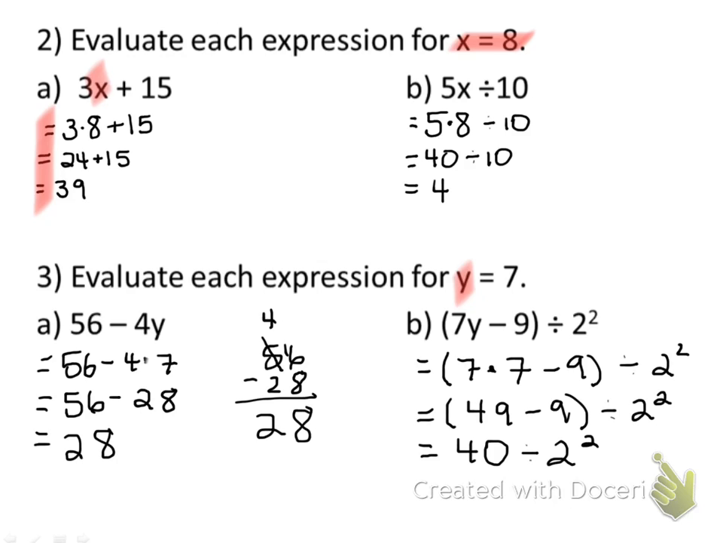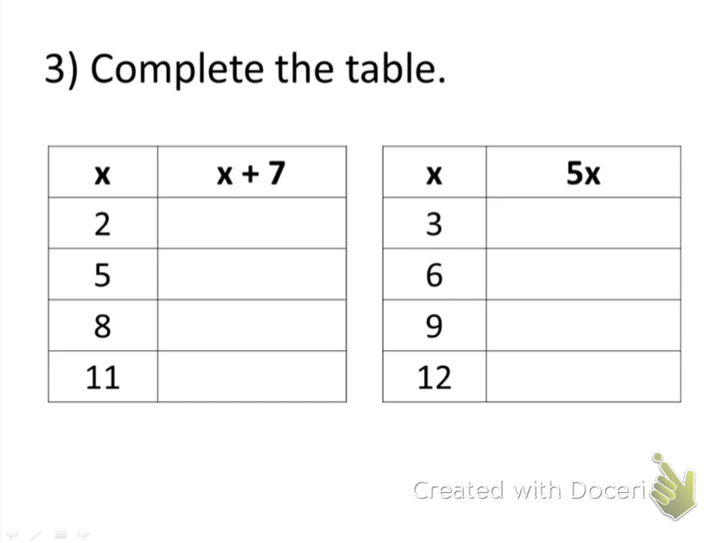The next letter in PEMDAS is E for exponents. So the next one we're going to do is our exponent. Now 2 to the power of 2 means 2 times 2, and I know that's 4. So this would be 40 divided by 4. And 40 divided by 4 is 10. So that one looked really big and scary, but we were able to do it without a problem.